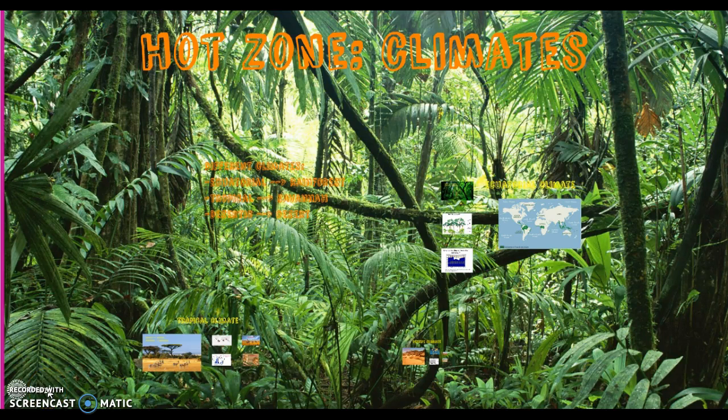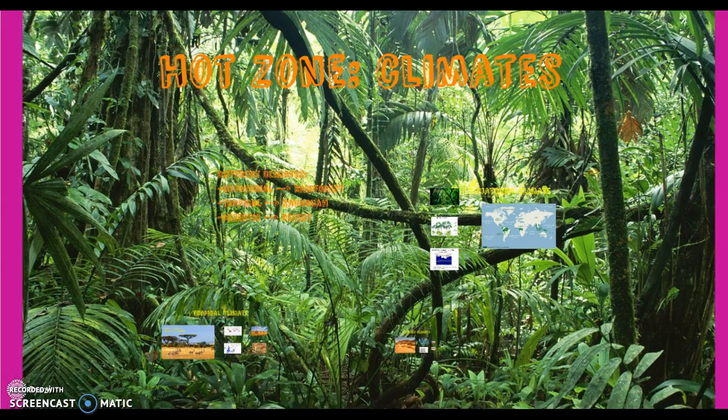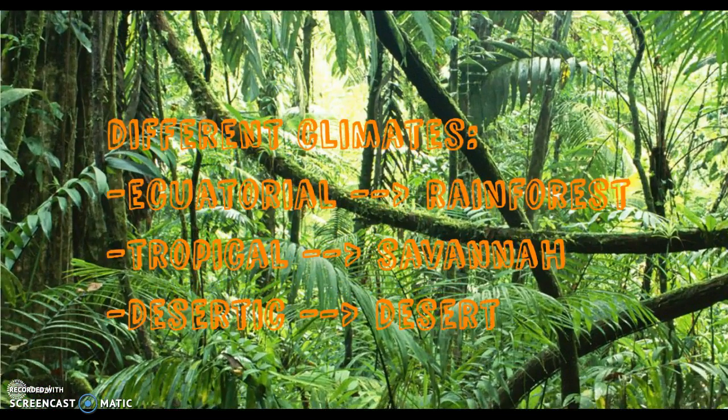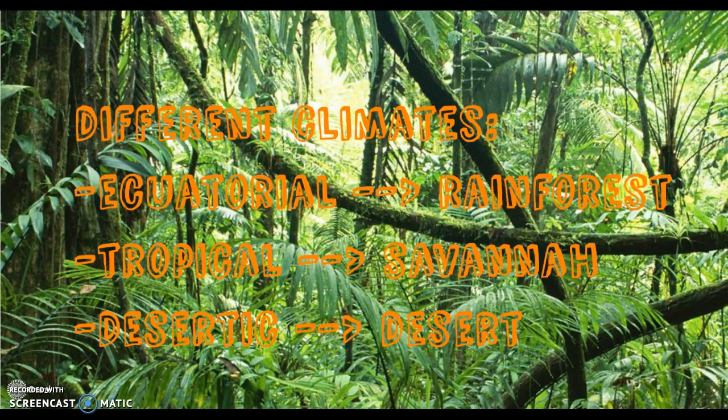In this case, as I told you, we are going to say some things about the hot zone climates. Alright, so how many kinds of climates could a hot zone have? You can see it on this square. The different climates in the hot zone are equatorial, tropical and desertic. In the equatorial climate we have a kind of landscape which is the rainforest. In tropical we have the landscape which is the savanna, and the landscape in the desertic climate is the desert.